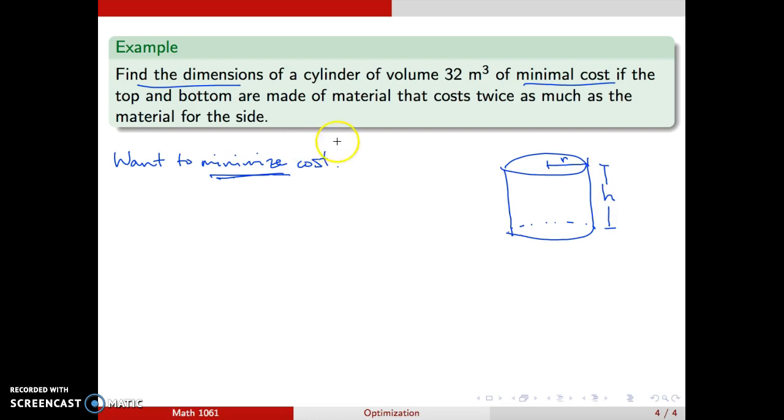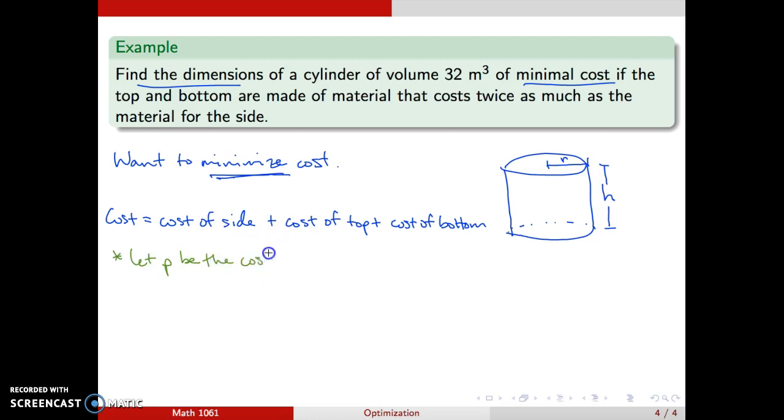So I want to come up with a cost function. The cost is going to be the cost of the side plus the cost of the top plus the cost of the bottom part, or the base. So I'm going to let P be the cost per square meter of the side material.